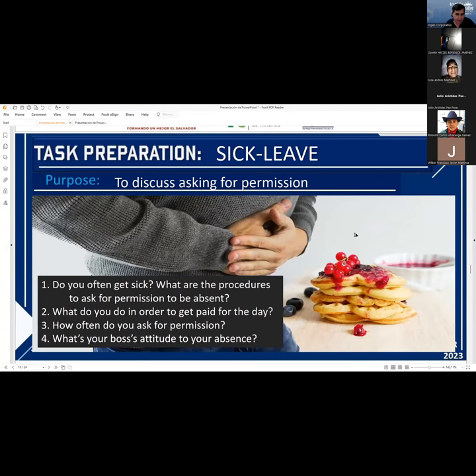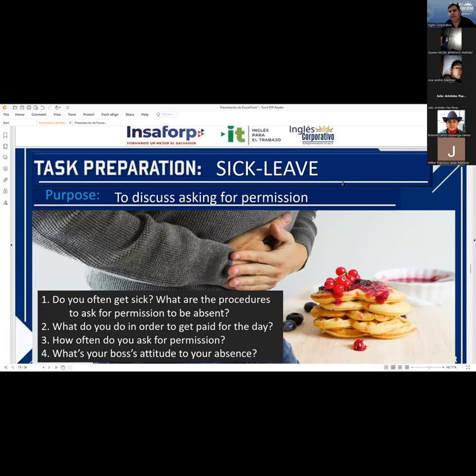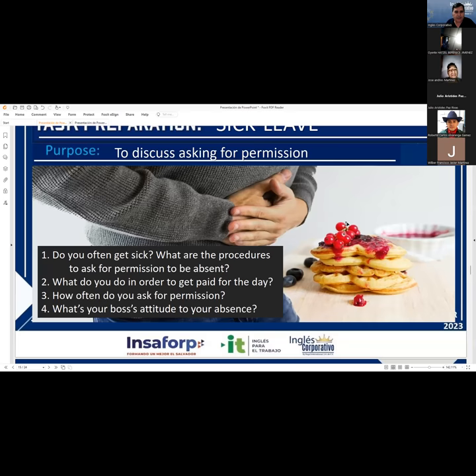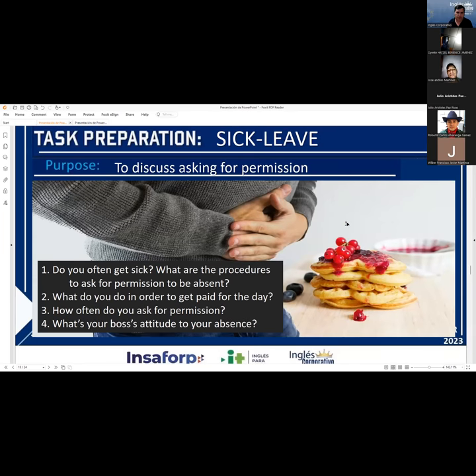Let's see. Task preparation, sick leave. Teacher, what's a sick leave? Also, some people say sick day, or like when people cannot go to work because they are sick, they get a sick leave, a permission to be absent because they are sick. Sick leave, right? The purpose is to discuss permission. Here we have the first question. First question. Do you often get sick?